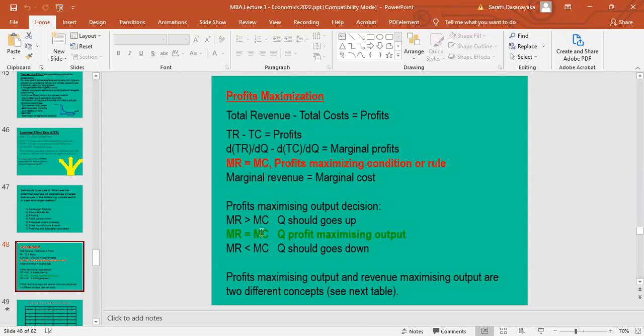While MR is more than MC, your output should go up; you should produce more. If you reach the MR equal MC situation, this is the right place for you to stay. The other way around, if while increasing production you are adding more to the cost and less to the revenue, then you should reduce your production. So the profit maximizing output and the revenue maximizing output are two different concepts.